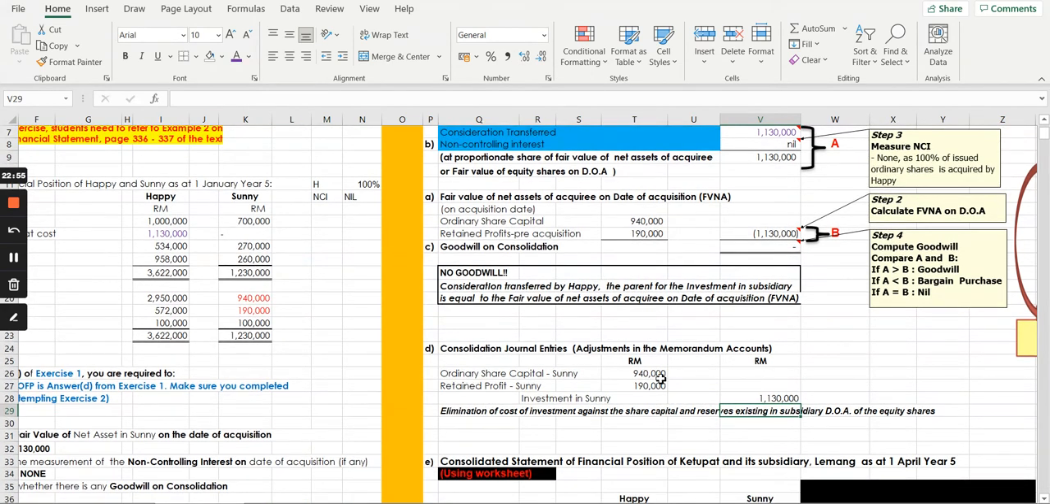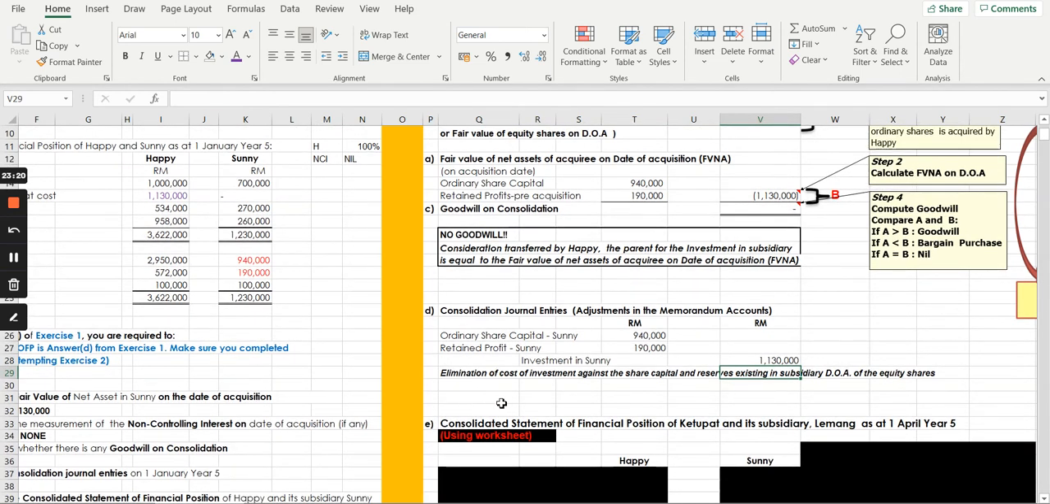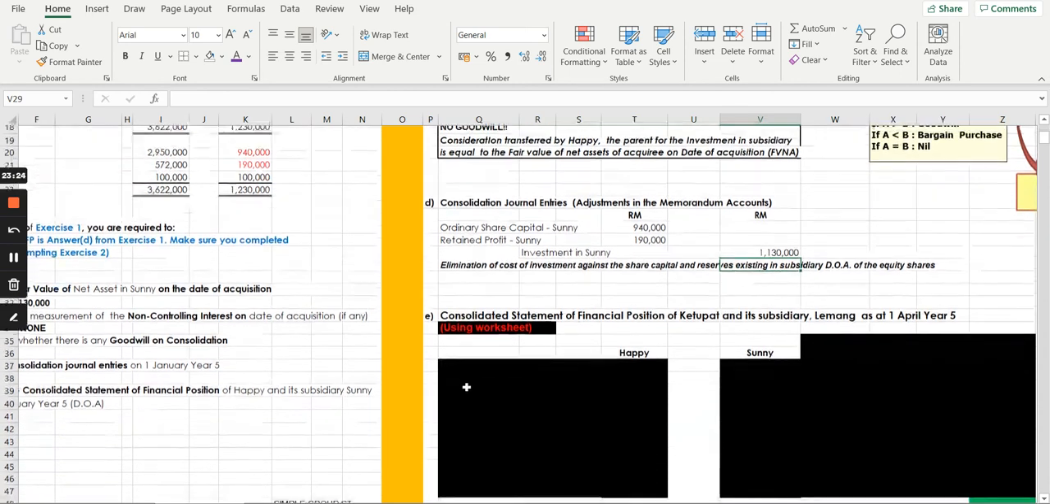When you eliminate, this will have an impact on the consolidated statement of financial position. At the moment, this is the only entry that you have because we acquire the subsidiary on the date of acquisition. There are not many transactions yet. So that is the consolidation entry, which is done in the memorandum account. The adjustment is not done in the books of the parent, not in the books of the subsidiary. That is done for adjustment purposes only.